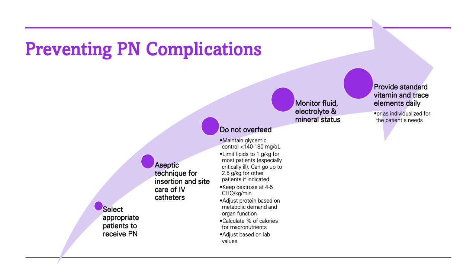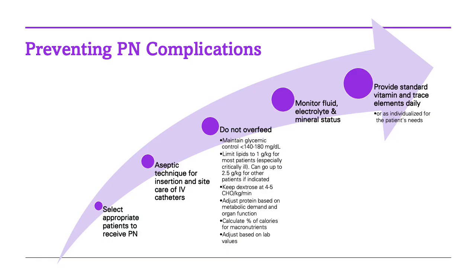Most diseases, especially in the critically ill population, do not respond well to overfeeding, and some become worse if you overfeed. So we want to try and maintain glycemic control, less than 140 to 180 milligrams per deciliter. We want to limit lipids to 1 gram per kilogram for most patients, especially those that are critically ill. We can use 2.5 grams per kilogram in other patients if it's indicated. We want to try and keep our dextrose infusion, our GIR, at 4 to 5 milligrams of carbohydrate per kilogram per minute in stable adult patients, and then less than 4 in critically ill patients.